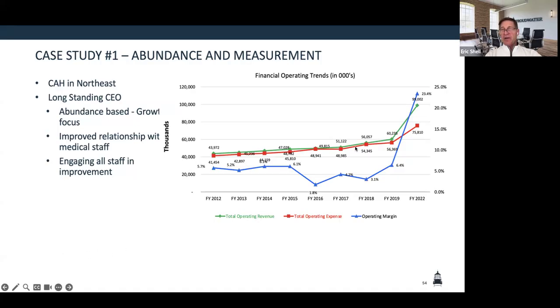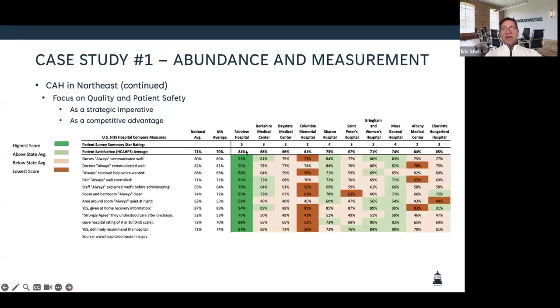So the green line is revenue, the red line is expense, and the blue is your operating margin, your profit, and it's tied to this indicator over here. You can see as this organization progressed, their operating margin just went through the roof. But measurement culture, a CEO very abundant minded, engaged the medical staff. The medical staff, they loved this gentleman, and huge return.